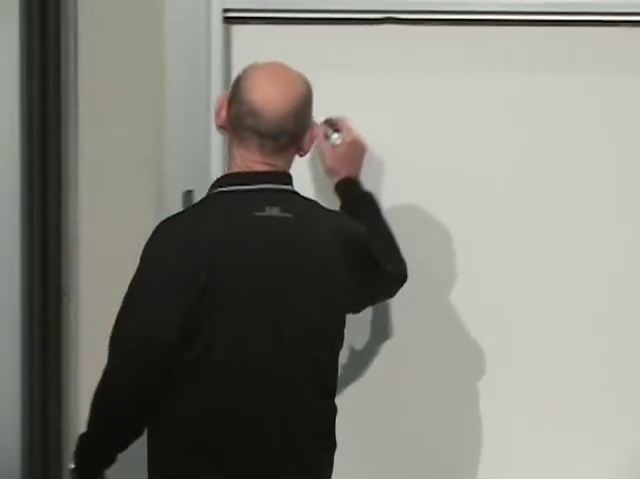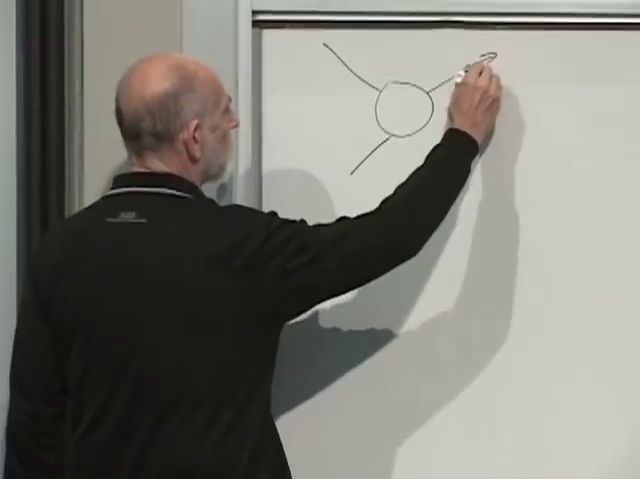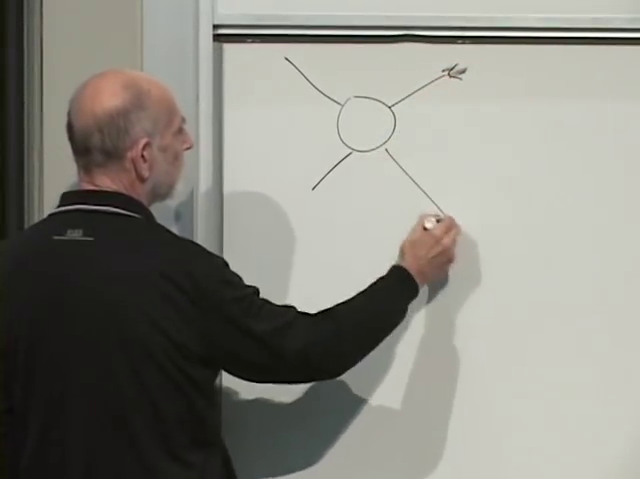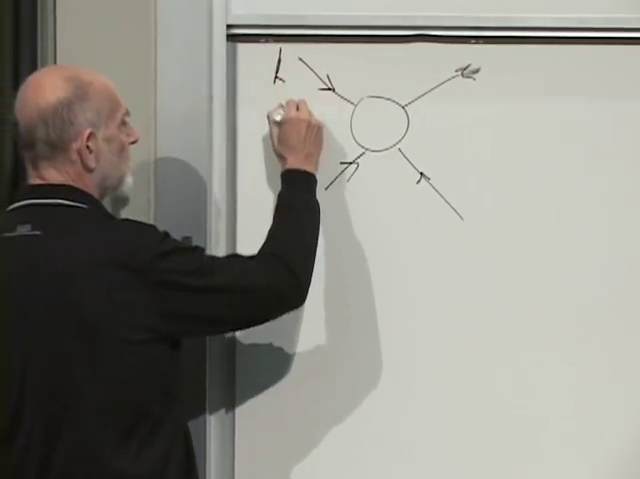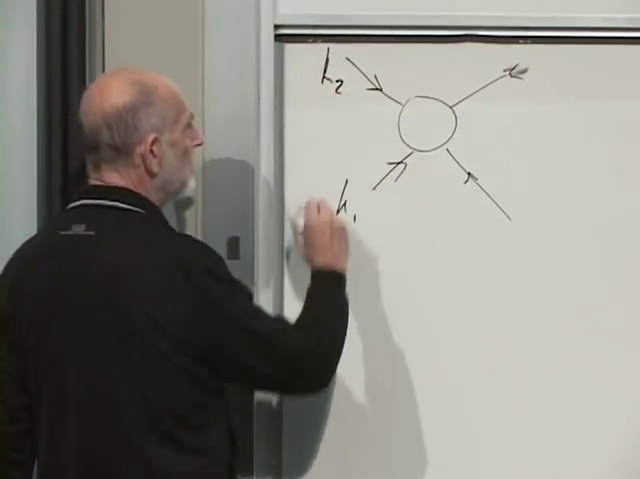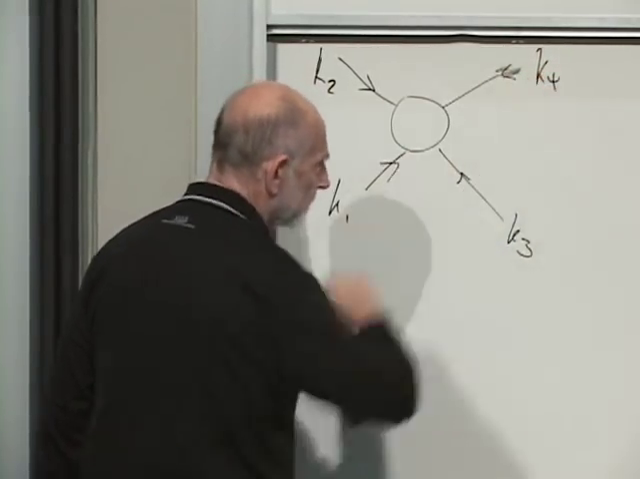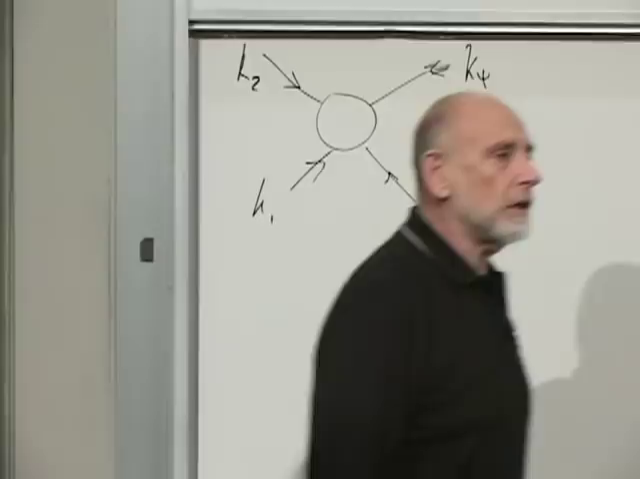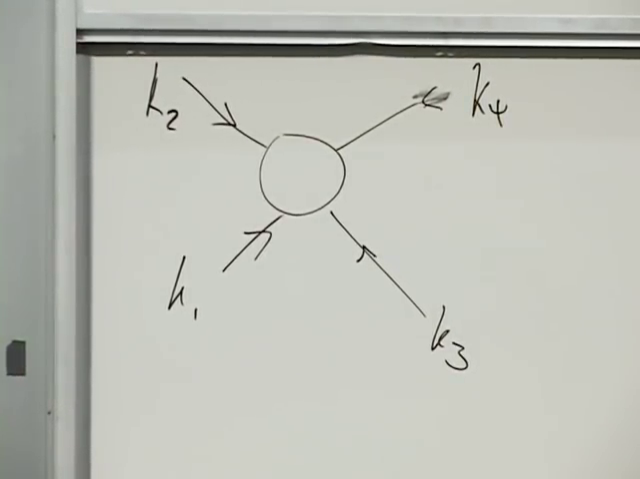Two particles come in, two particles go out. Let's think of them as all coming in, changing the sign of the momentum. K1, K2, K3, K4. All right. What can you do with four vectors to construct invariants? There's only one thing you can do, really. You can square them. That's about all you can do.